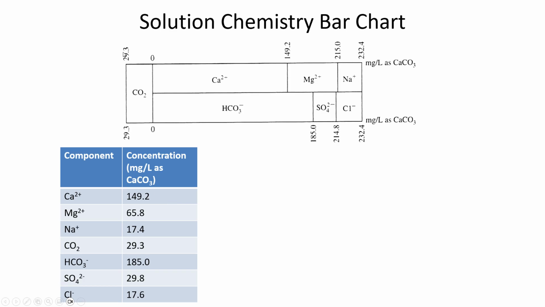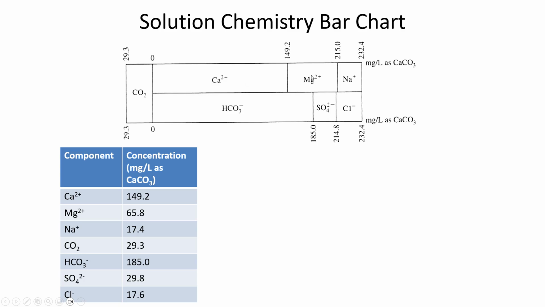So this illustration is just showing what if we had a known amount of carbon dioxide in the water. Here we've got 29.3 milligrams per liter of carbon dioxide as calcium carbonate. That isn't necessarily contributing to the hardness, but it's on this chart anyway because it's going to be influencing how much of the hydrated lime we have to add, for example. You can see here that the concentration of the calcium, 149.2, is on the top part of this chart.